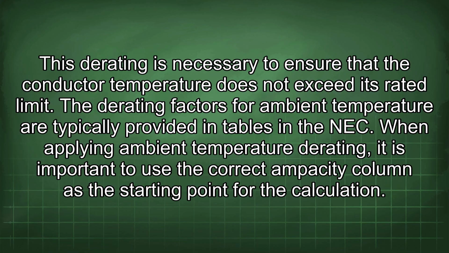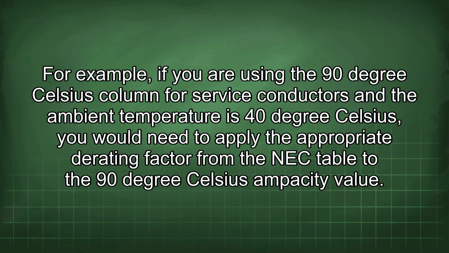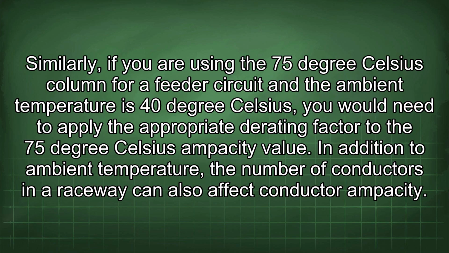When applying ambient temperature derating, it is important to use the correct ampacity column as the starting point for the calculation. For example, if you are using the 90°C column for service conductors and the ambient temperature is 40°C, you would need to apply the appropriate derating factor from the NEC table to the 90°C ampacity value. Similarly, if you are using the 75°C column for a feeder circuit and the ambient temperature is 40°C, you would need to apply the appropriate derating factor to the 75°C ampacity value.